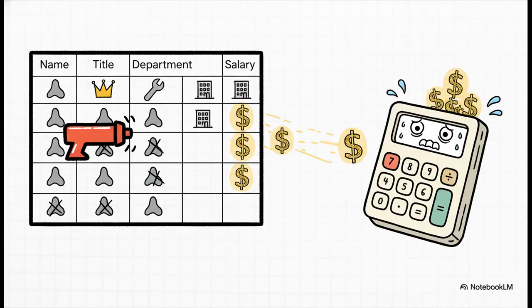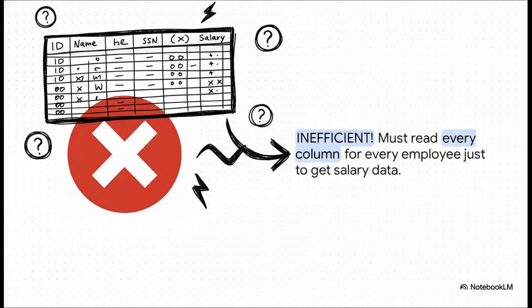But what happens if we switch gears? What if we ask it to do some analysis? Let's say we want to calculate the total sum of all the employee salaries in the whole company. And this is where it just completely falls apart. To get just the salary for each person, it has to read the entire row for every single employee. The ID, the name, the SSN, everything, just to find that one little piece of data it actually needs. It is a massive amount of wasted effort and I/O.